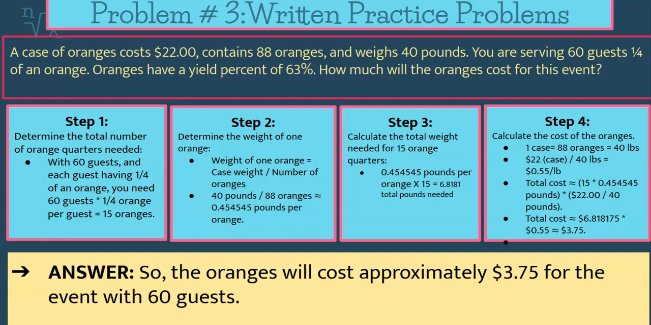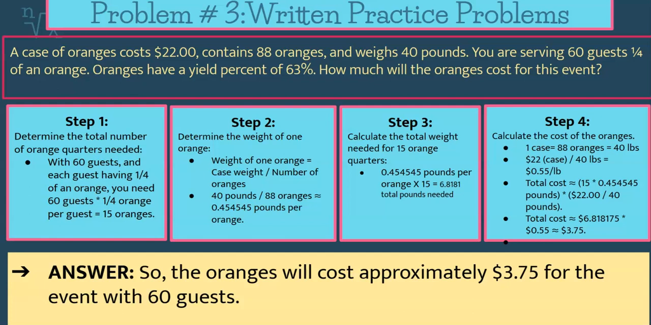So again, because we know specifically that we're going to take a quarter of the orange and give it to each guest, we do not need to use the yield percent. Step 1, determine the total number of orange quarters needed. With 60 guests and each guest having a quarter of an orange, you take 60, multiply by a quarter per guest, and you need a total of 15 oranges to get your 60 quarters.